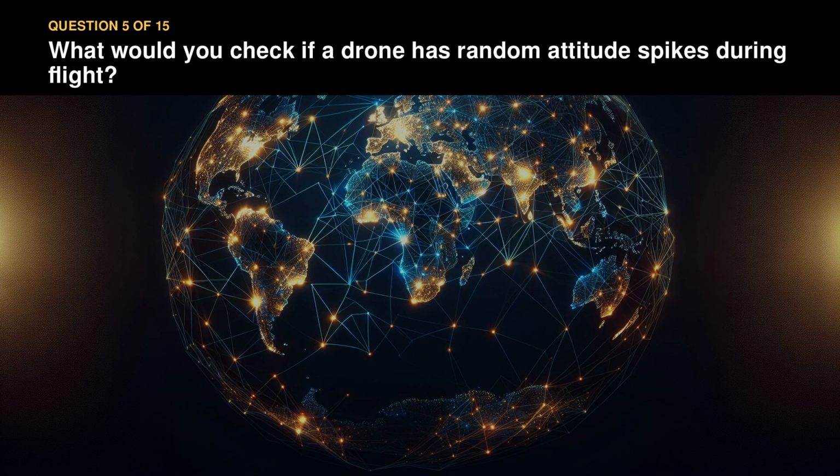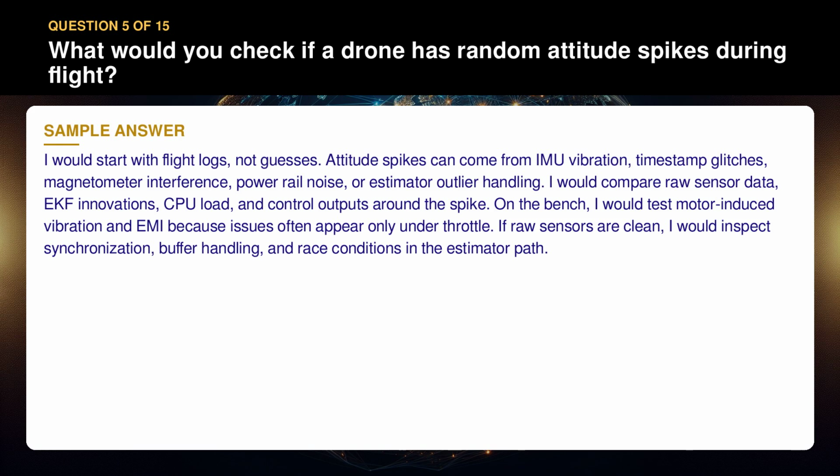Question 5. What would you check if a drone has random attitude spikes during flight? I would start with flight logs, not guesses. Attitude spikes can come from IMU vibration, timestamp glitches, magnetometer interference, power rail noise, or estimator outlier handling. I would compare raw sensor data, EKF innovations, CPU load, and control outputs around the spike.